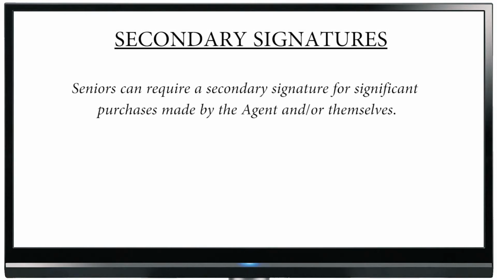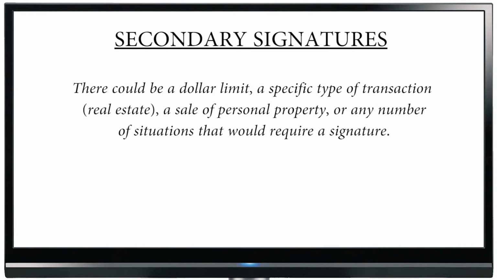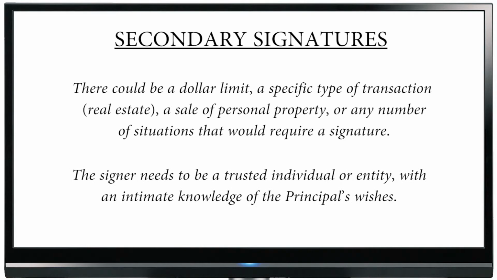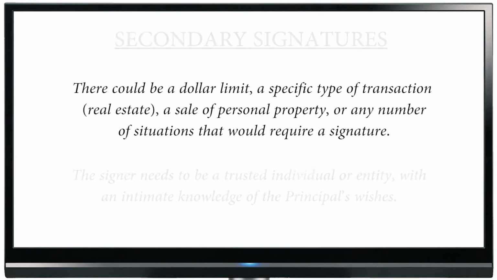Secondary signatures. Seniors can require a secondary signature for significant purchases made by the agent and/or themselves. The type of transaction that requires a signature can be customized to reflect the wishes of the principal. There could be a dollar limit, a specific type of transaction, real estate, a sale of personal property, or any number of situations that would require a signature. The signer needs to be a trusted individual or entity with an intimate knowledge of the principal's wishes.